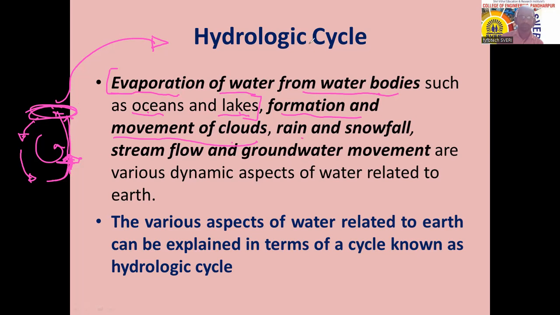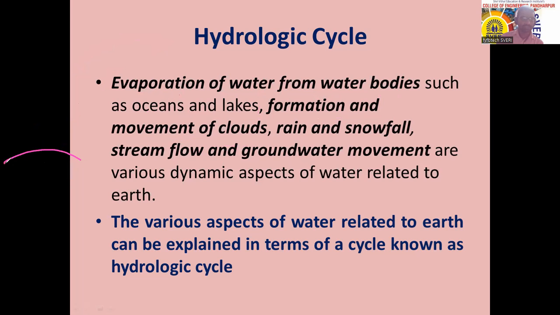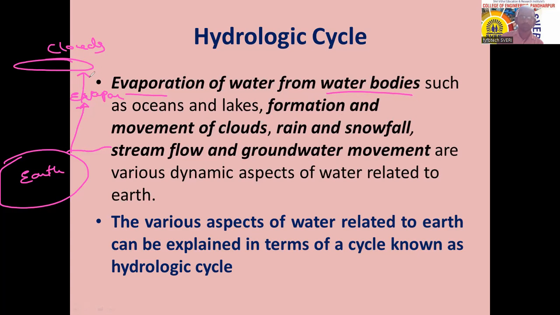So cloud is formed. Then rain and snowfall. I will draw the systematic diagram. So this is the earth surface. On the earth surface there is an ocean, there is a river, there are water bodies, so evaporation takes place. After evaporation, clouds are formed. These are clouds, and there is a movement of clouds. After formation of the clouds, rain and snowfall. Then after snowfall, stream flow and groundwater movement.